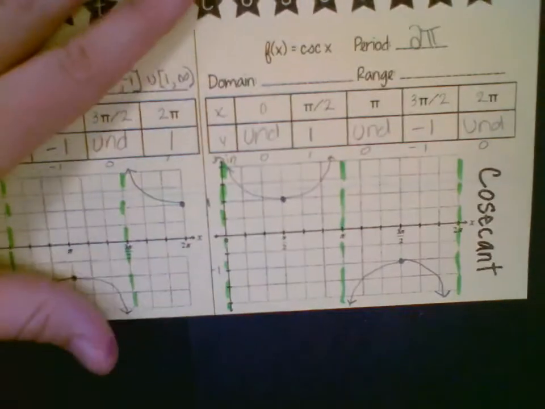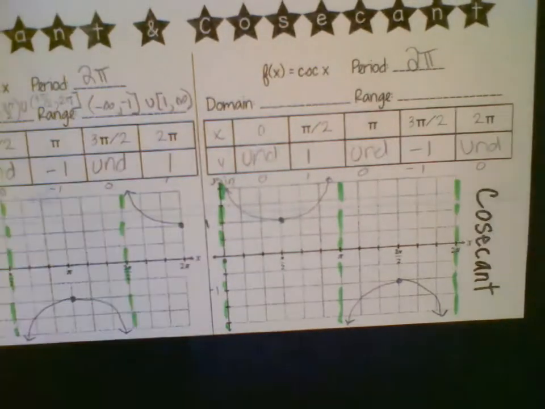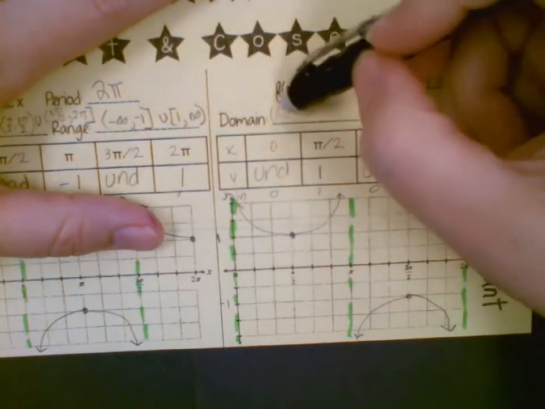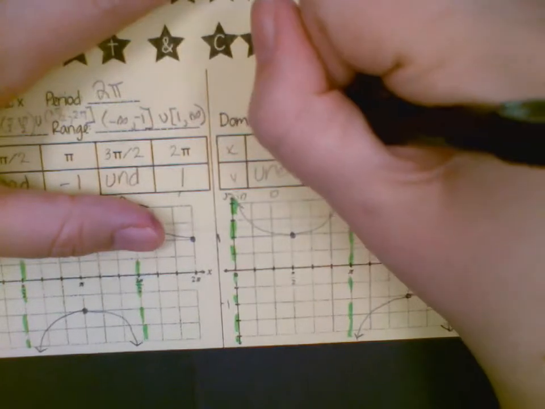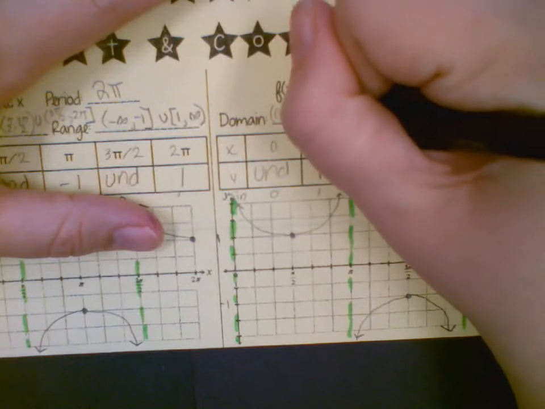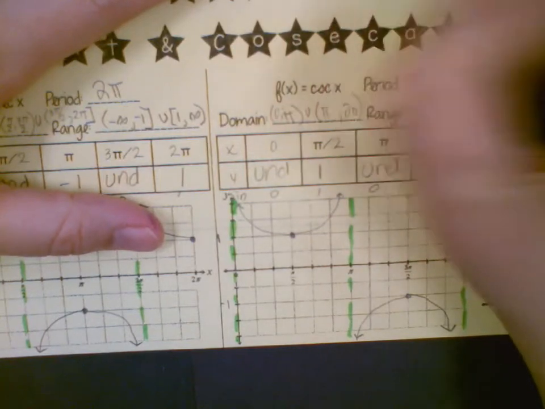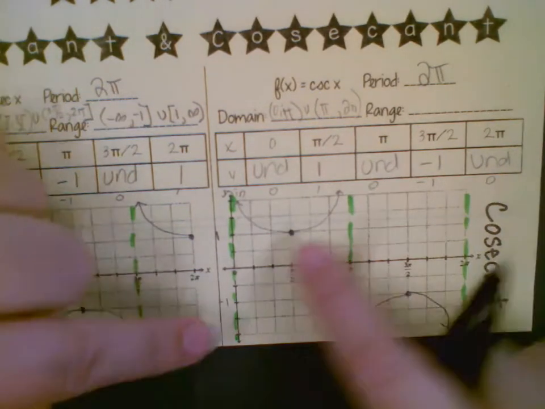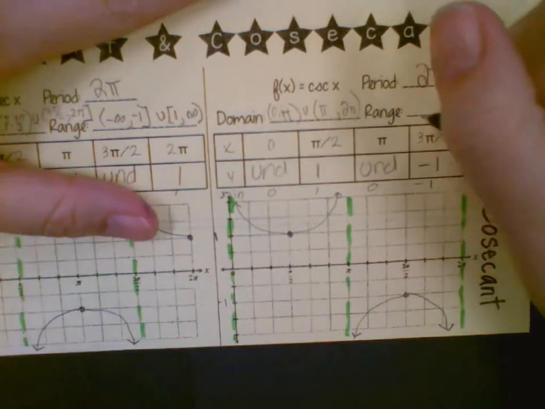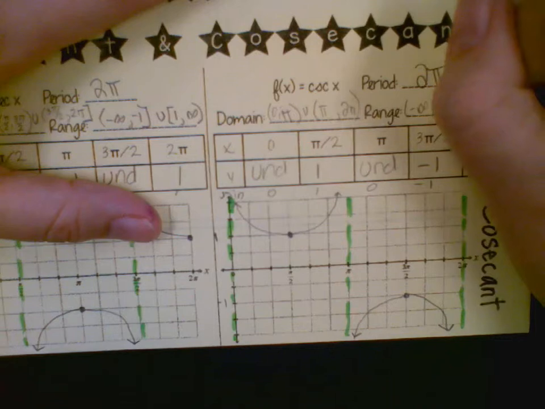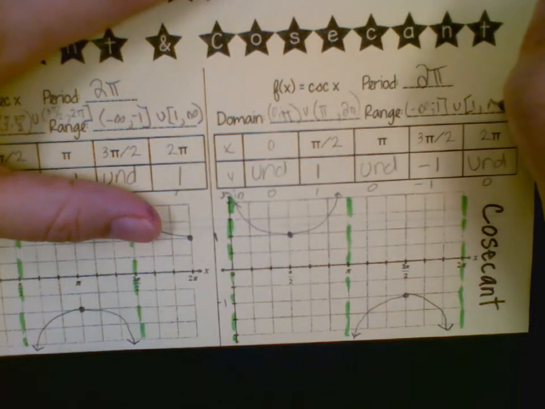Okay, so let's talk about domain and range. So our domain here is a lot easier because we only have 2 chunks. So our first one goes from 0 to pi, non-inclusive because they're asymptotes, and then it starts again on the other side of pi to 2 pi, non-inclusive. So our range is going to be the same as it was for secant, everything but between -1 and 1. So we go from -infinity to -1, and then we start again at 1 and go to positive infinity.